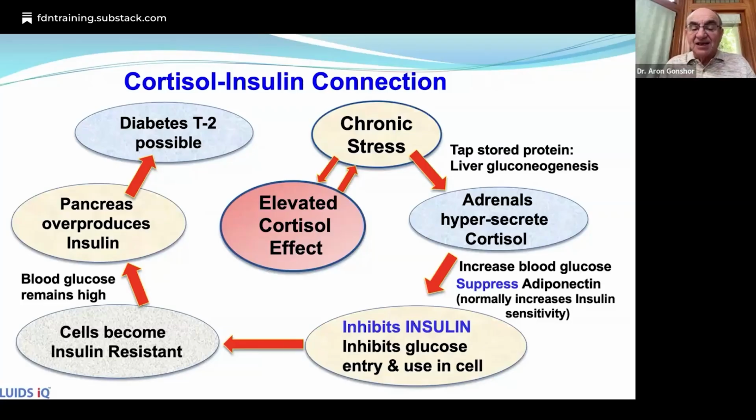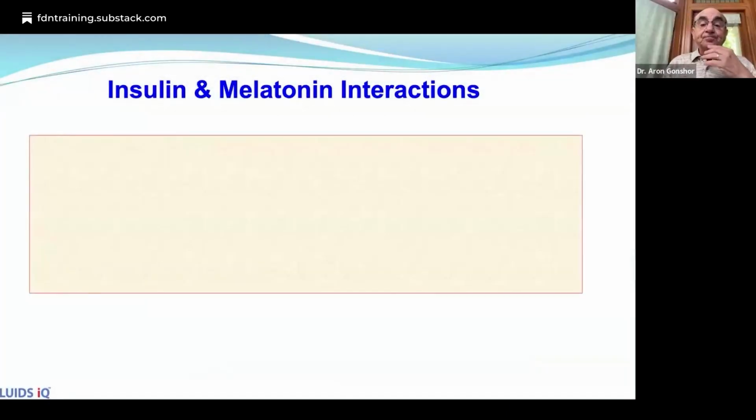It's inhibiting insulin. It inhibits glucose from entering into the cell and being used. In other words, the cells become very insulin resistant. If they're insulin resistant, the blood glucose level remains high. The pancreas sees high glucose, it continues to produce insulin because of the high glucose. And that's a vicious cycle that eventually will lead to prediabetes or frank diabetes type 2.